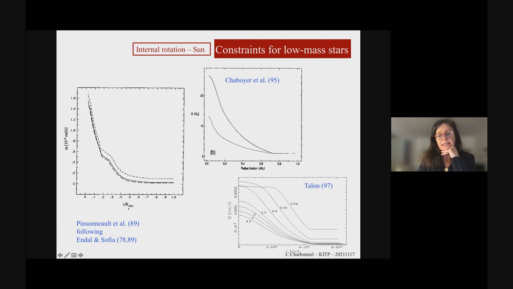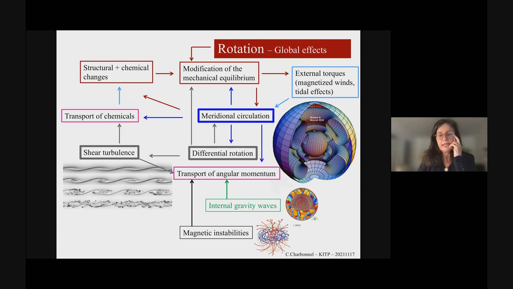So that means that, and this has been predicted by all kinds of models, in addition to these transport processes that I mentioned before, other processes play a role and also transport angular momentum very efficiently. And two models have been proposed: internal gravity waves and magnetic instabilities.